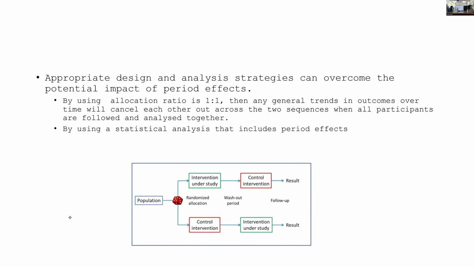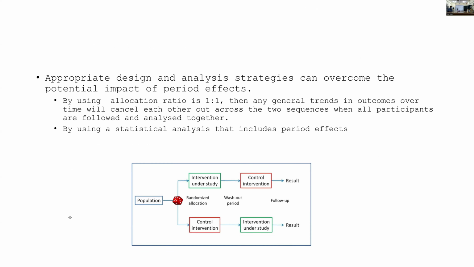So, how to reduce this period effect and carryover effect? One is by using an appropriate design, and second is to use an appropriate analysis technique. One way we can do it is when you allocate patients, you must allocate an equal number to sequence AB and an equal number to sequence BA. For example, if you have 100 patients and you allocate 50 to the top sequence AB and 50 to the bottom sequence BA, at the end of the period, you'll have the same number of participants in both the arms. So that will balance any period effect.